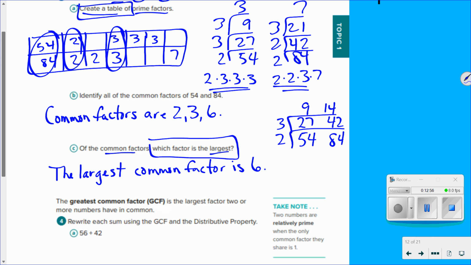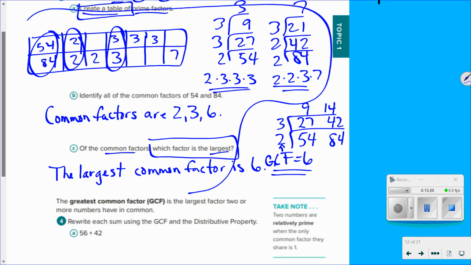Then I check again. 9 and 14. Can I divide them both by 2? By 3? By 5? By 7? If I've said no 4 times, that means I'm done. My GCF, my greatest common factor, is on the left. So I multiply the numbers on the left. What's 2 times 3? 6. So you can do all of this, or you can do this.